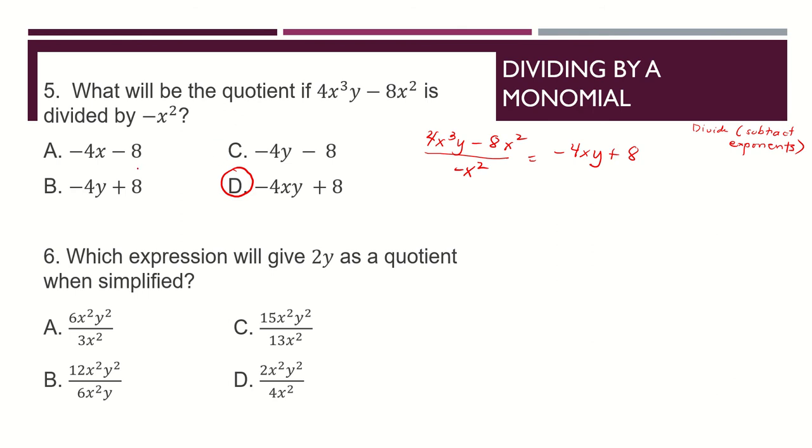Next. So, for number 6, which expression will give 2y ang given ko dito as a quotient when simplified? Ayan. So, kapag ganyan ang given, hahanapin mo dito kung alin yung magiging sagot is yung given natin. So, hindi naman laging 2y yung makikita nyo dito. Nagkataon. Monomial lang yung nilagay ko dyan. Okay? So, try to answer it first. Reveal natin maya-maya.